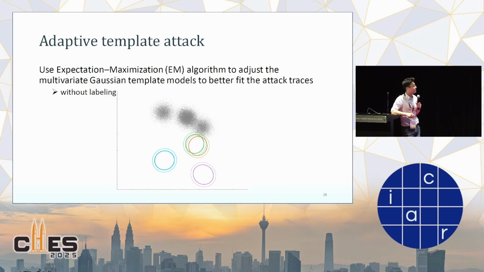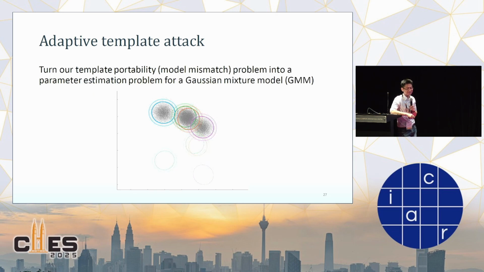To be more specific, we use the expectation maximization algorithm to adjust our multivariate Gaussian templates to better fit the new attack trace set that we get, without needing to know the labels of our trace set. Here, the expectation maximization algorithm, we also call it the EM algorithm, is different from the usual EM in side channel analysis. As it turns out, using this EM algorithm, we can turn our template portability problem, or our model mismatch problem, into a parameter estimation problem for a Gaussian mixture model.